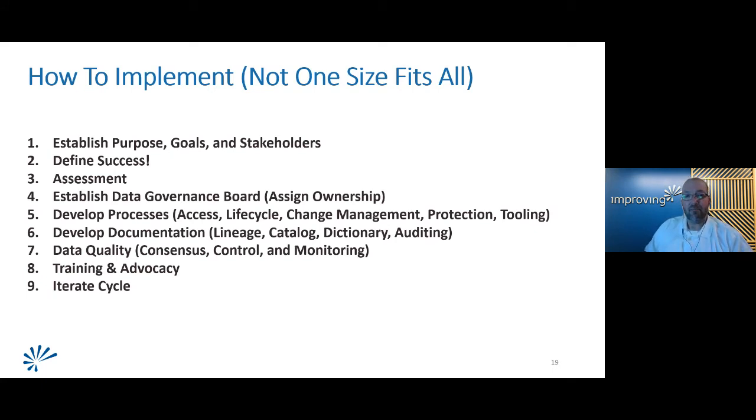So the next thing, yeah, I got a question that just came in. Oh, perfect. It says, many organizations see data as being owned by IT. How do we shift the mindset of business leaders so that they own the data and the quality of this data?